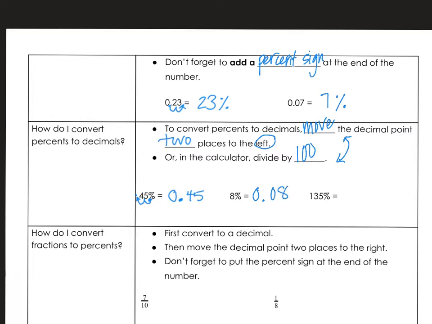Okay. And then with this one, let's go ahead and just try doing it by hand. Okay, so we're still going to put that decimal point where that percent sign is, and we're going to move it 2 spaces to the left. And so now it's right behind the 1. And so this one as a decimal, 135% as a decimal is 1 and 35 hundredths.